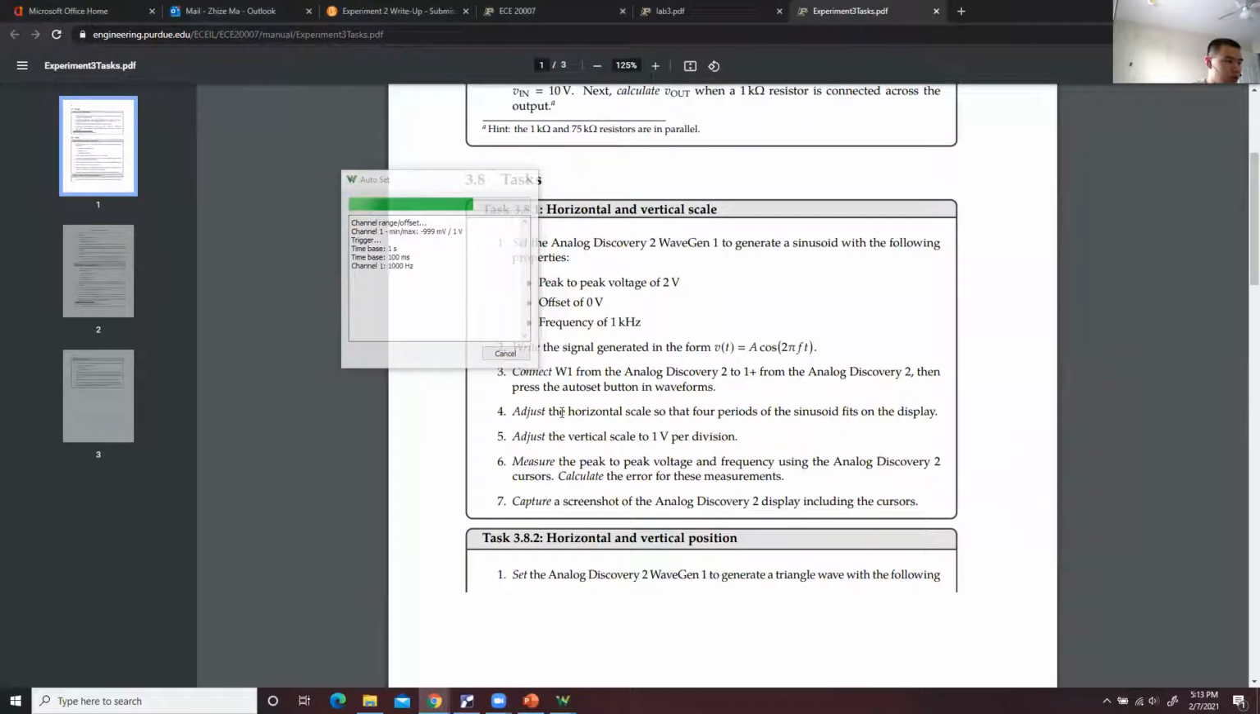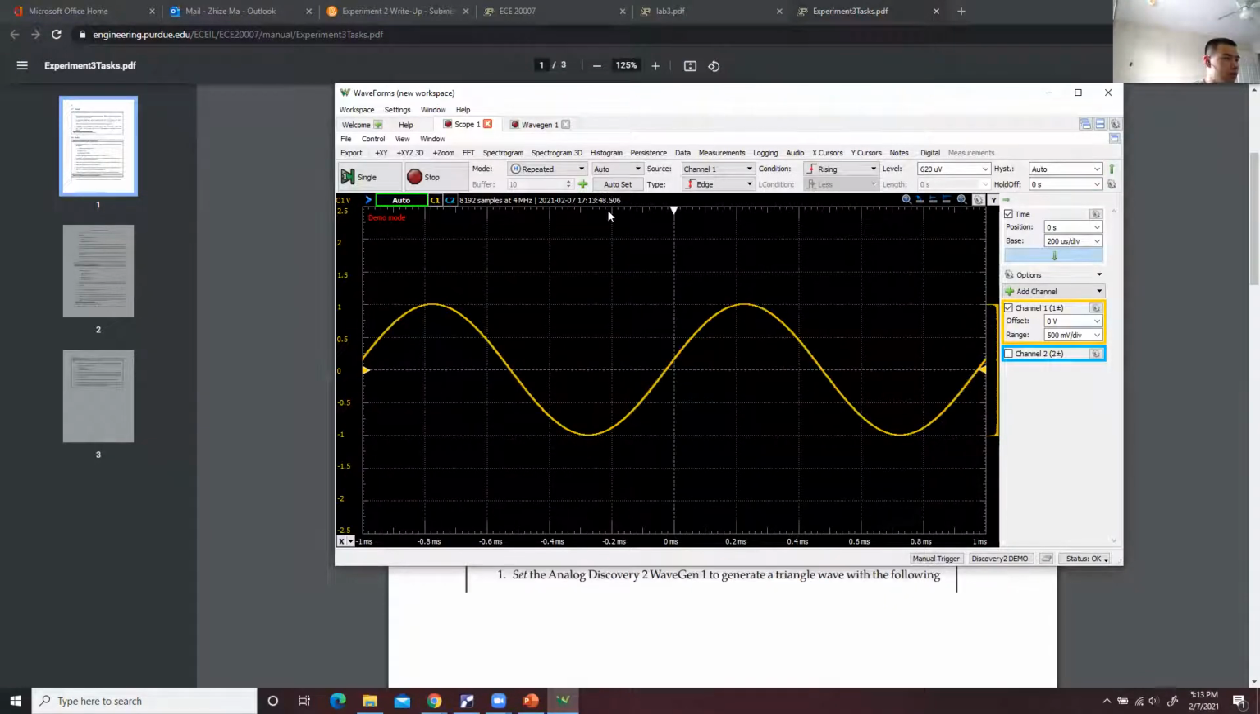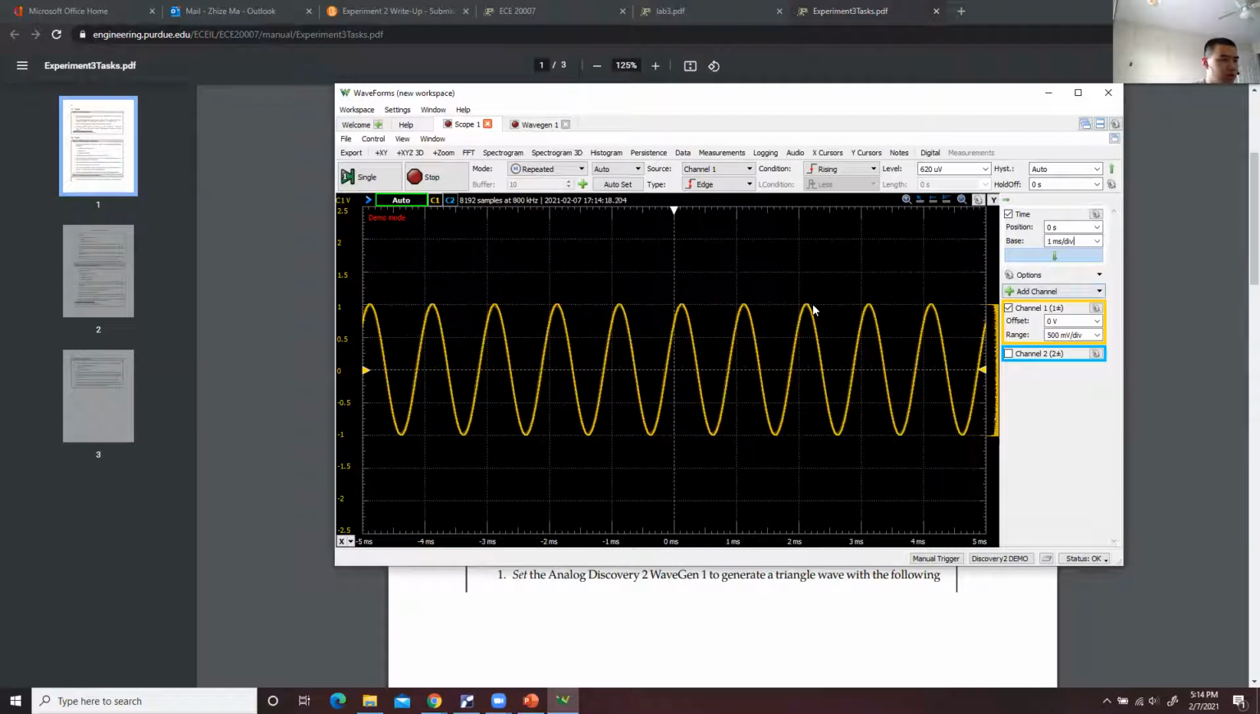Then in step 4 and step 5, we're going to adjust the horizontal scale and the vertical scale. For example, this is your ECE2 screen. You can see the x-axis, or the horizontal scale, that's the time scale. And the y-axis, which is the vertical scale, is the voltage scale. You can change the horizontal scale, the time scale, by changing this number. If I scroll my mouse, I can change the number in here.